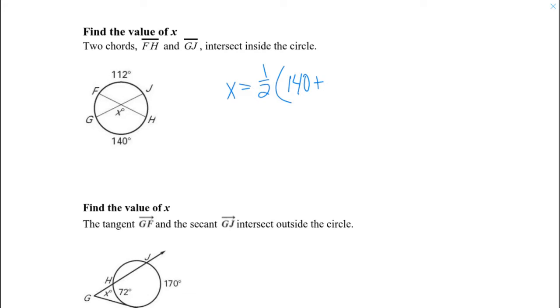And then we look at the vertical angle and the arc that's intercepted there, FJ, which is 112. We're going to find that sum and then take half of that sum. So if you add that, you're going to get 252, and then taking half of that would give you an angle measure of 126 degrees.